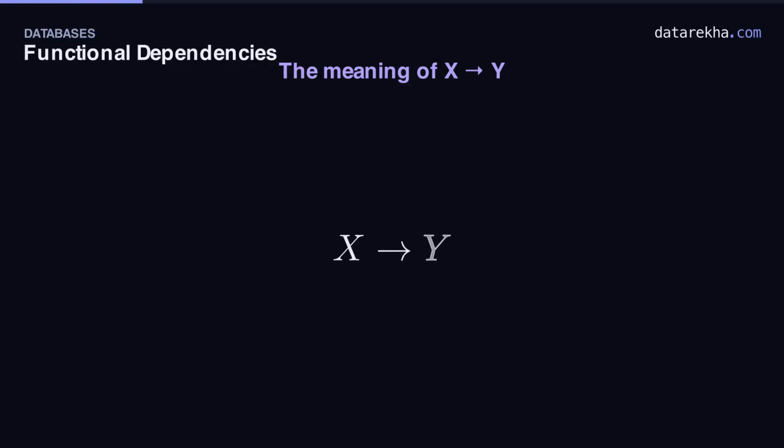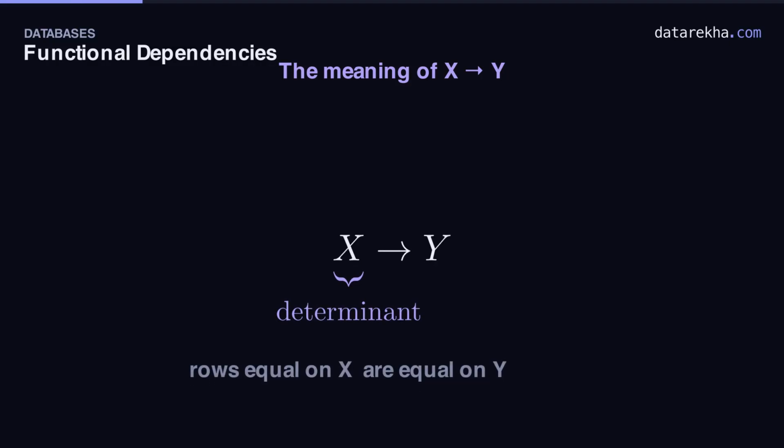Let's pin the meaning down. Columns on the left we call X. Columns on the right we call Y. X arrow Y says, in every valid table, any two rows equal on all of X are equal on all of Y. The left side, X, is the determinant.